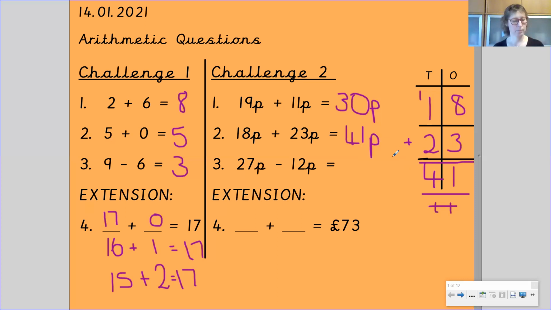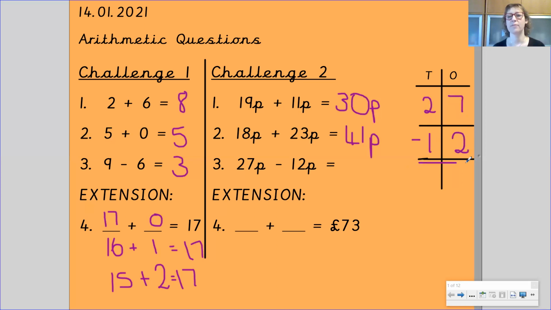I have to look at my keyboard to make sure I'm pressing the right buttons to change it from the rubber to the pen. 27p, and this time we're doing takeaway. 27p take away 12p, so I can't do that whichever way I like. I have got to put the bigger number at the top.